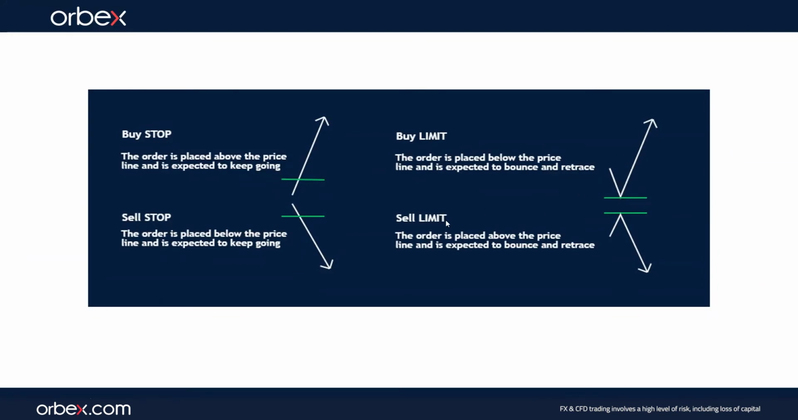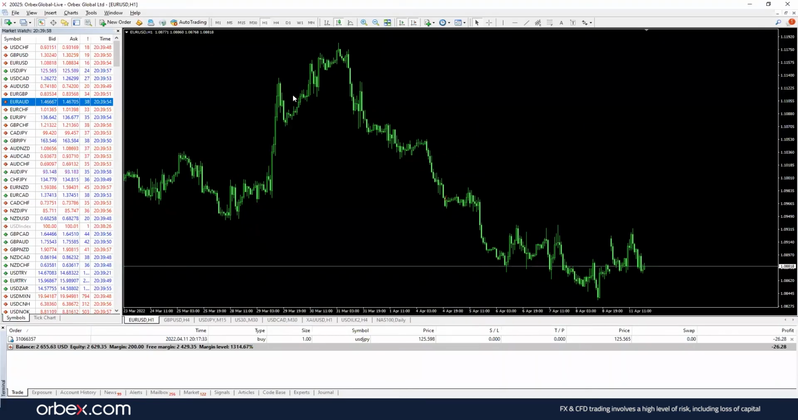And the other way around, for a sell limit, the order is placed above the price line and is expected to bounce and retrace. So basically, stops are expected to keep on pushing higher or lower in the direction. However, limits retrace slightly and then move in another direction. So let's just see a live example. I always like to give these live examples because they're a lot easier to see, and I'll also show you where they appear on here.